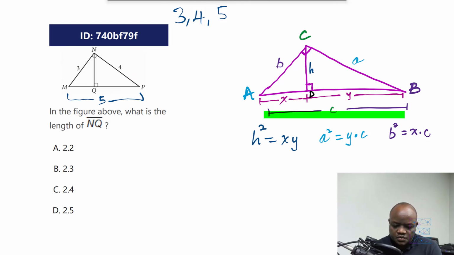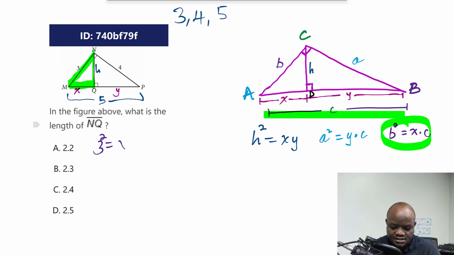So let's say ultimately we want NQ, which is h, the height, the altitude right here. But to get there, we have to work our way there slowly. Let's decide we're going to first look for the length of x, focusing on this little triangle. And the rule that we're going to use is this one over here. It says 3 squared equals x times the whole length, which is 5. So x equals 9 over 5. I just solved for x right there.